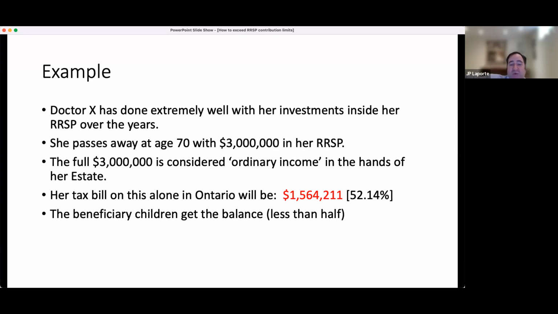So this is a real problem that most people don't even think about. They might have never heard of the concept of the deemed disposition. So this is another big problem with the RRSP. Next slide.